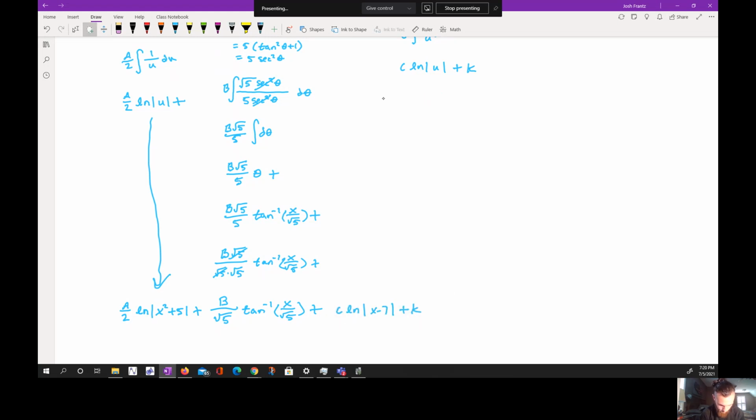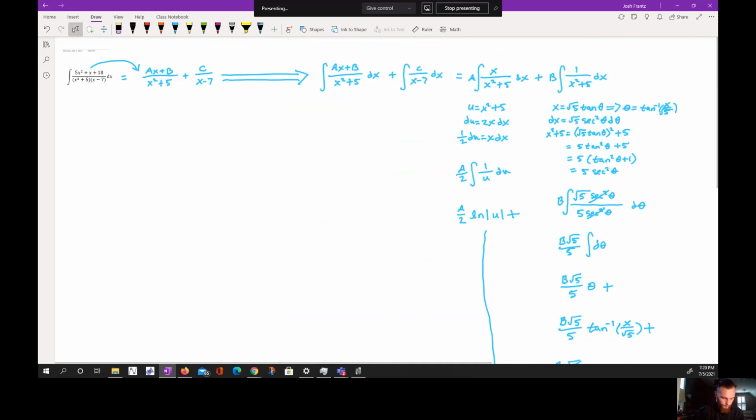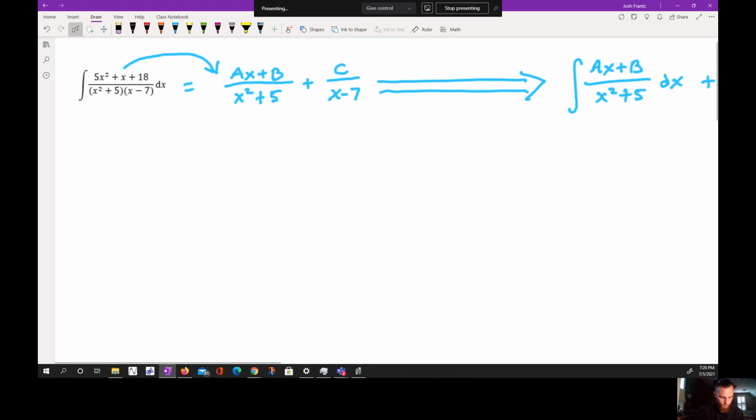Perfect. So now we've done most of the work. I'd say we've done probably 80% of the work. So we've evaluated this integral. We just need to find what the values of a, b, and c are. And the way that we can do this is we can use a matrix to find the values for a, b, and c. And that's the way that I do it. It works every single time. So we're going to go ahead and do that.